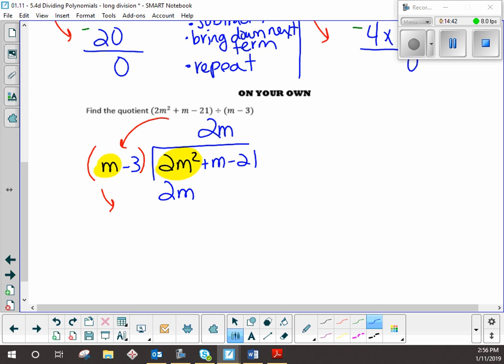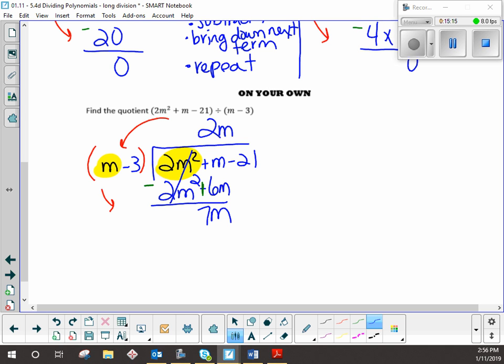So then 2m times that m minus 3 is 2m squared. And then 2m times negative 3 is negative 6m. And we want to subtract both of those things. Okay, so subtracting is the same as changing the sign. So this is a minus, and this is a plus now. So those first terms cancel. And then I have m plus 6m is 7m. Now, what do I do next?